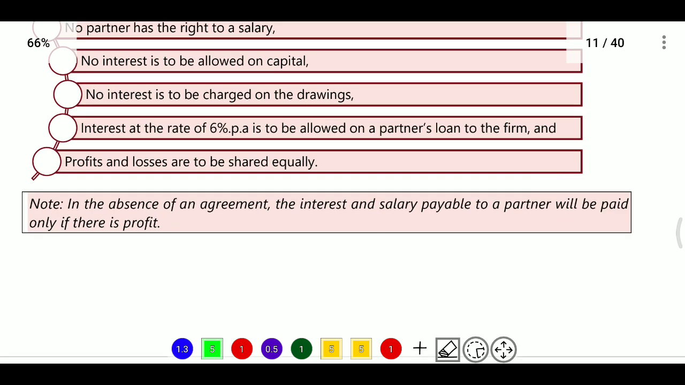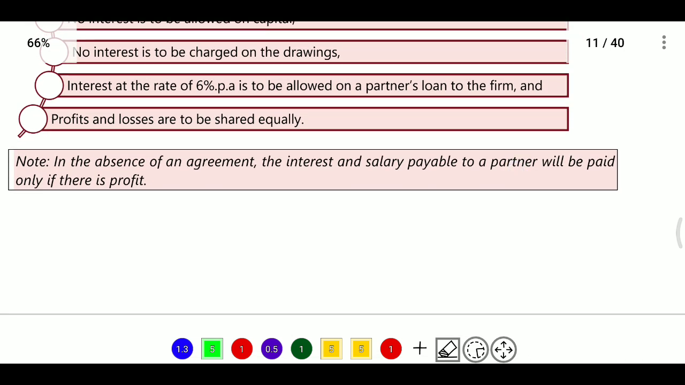For example, if A, B, C started a partnership without a deed, they must share profits equally regardless of their capital contribution or involvement in the business. So, if they do not have any partnership deed, they need to maintain an equal profit ratio. Profit sharing ratio is the ratio in which partners share profit and loss of the firm.